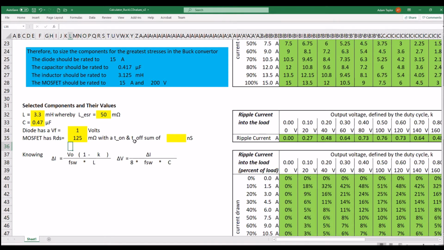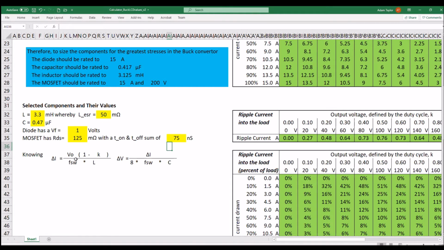And they don't turn on straight away. They don't turn on perfectly. So if we make an estimate of the presumed time it takes to turn it on and the time it takes to turn it off, and if we call that, say, 75 nanoseconds. Now, what we can then do is go through and see how our buck converter performs with these realistic values.